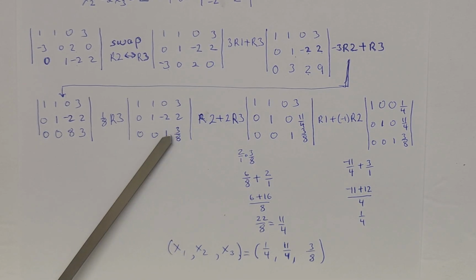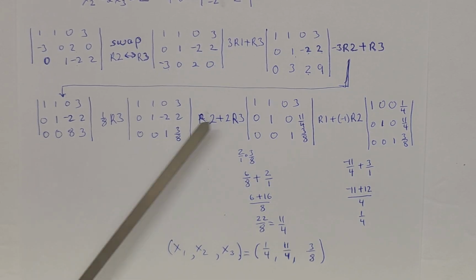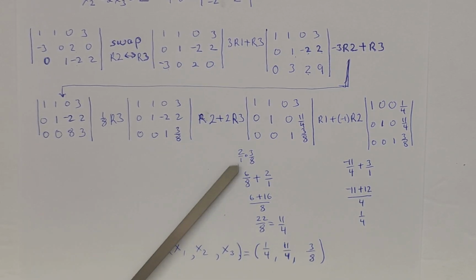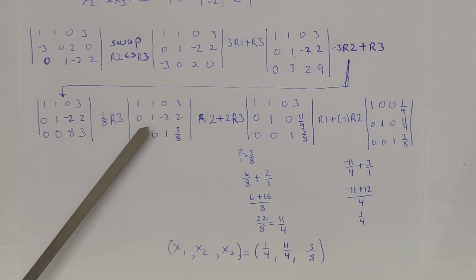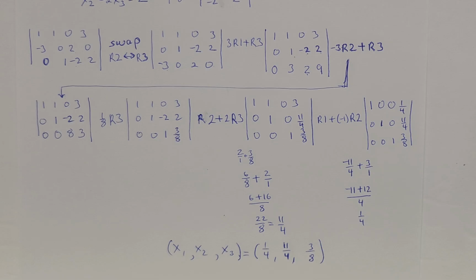2 times 3/8, which I have right here in fractions. So 2 times 3/8, which right here gives me 6/8, plus this 2 right here, and then do your fractions, and it will come out to be 11/4. So I put 11/4 here.